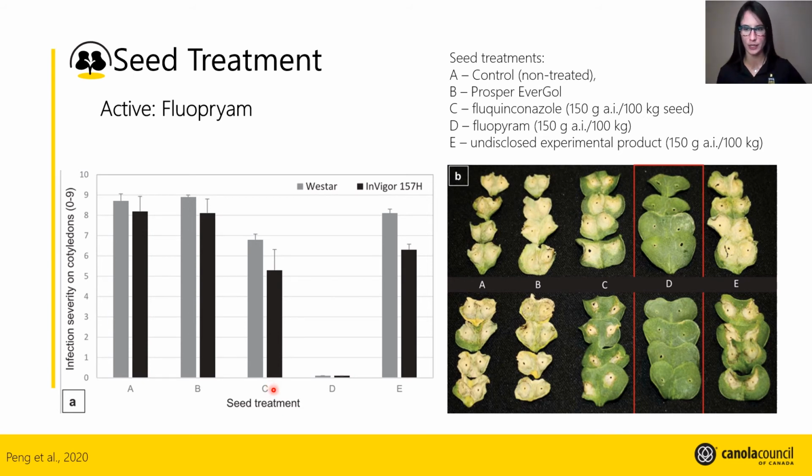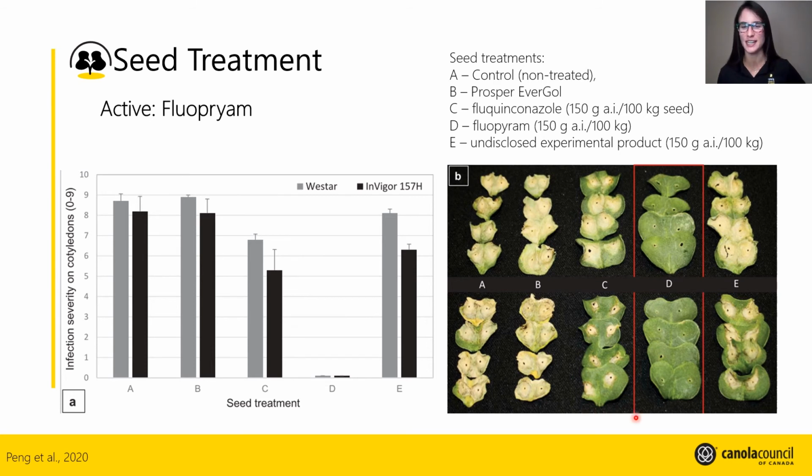So doing greenhouse inoculations and ratings, you can see with the use of fluopyrin, which is listed here as D, there was no infection on cotyledons in your susceptible check being Westar, and then a resistant cultivar being InVigor at that time. And same, if you don't like the graphic version, here's the visual version.